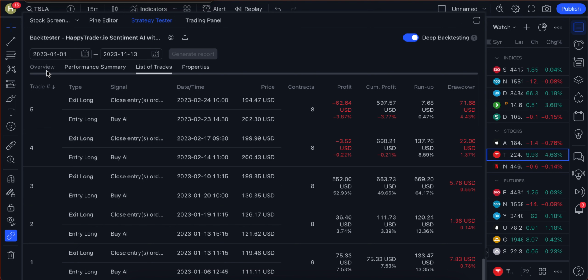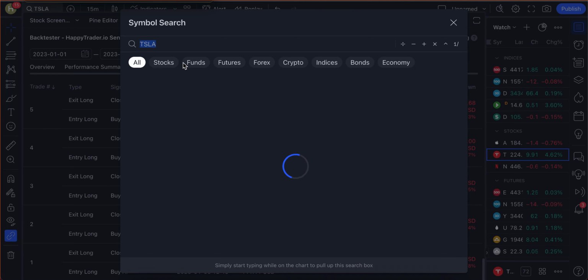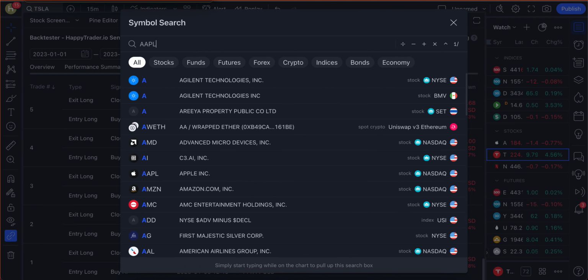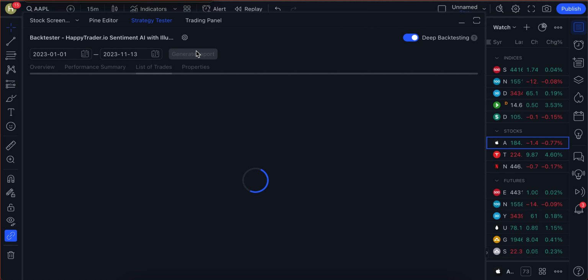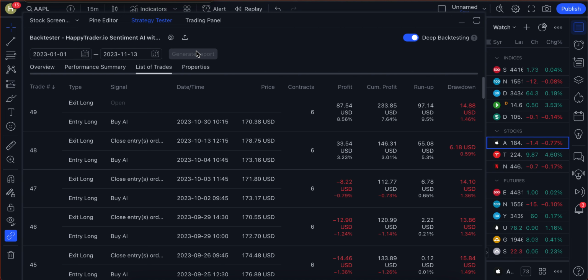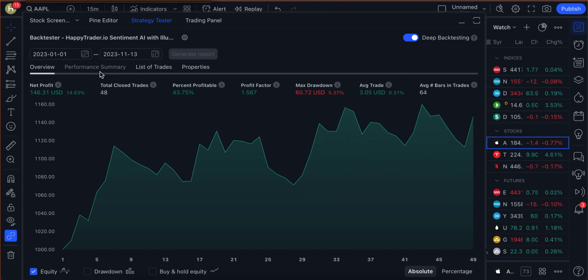We will be going over some other stocks, but just for the sake of transparency, I can look at a less volatile stock like Apple, generate the yearly report there. And let's see how we did. And we would have done 14% on Apple. Apple's a stock that doesn't move as fast, right?